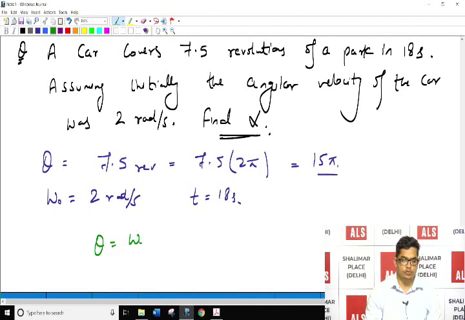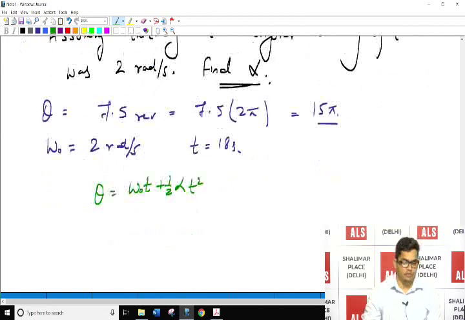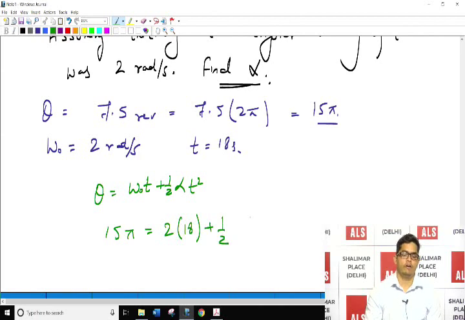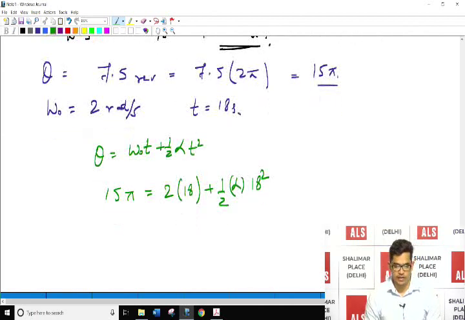Theta is equal to omega naught t plus half alpha t square. So theta is 15 pi. 15 pi equals 2 into 18 plus half alpha into 18 square. Okay, so solve it. It's a really ugly equation, so let me do my best.